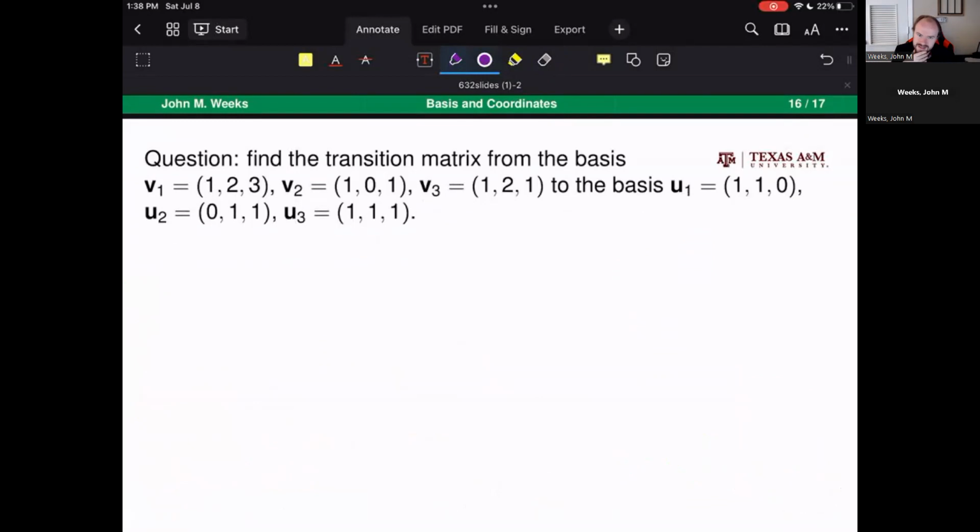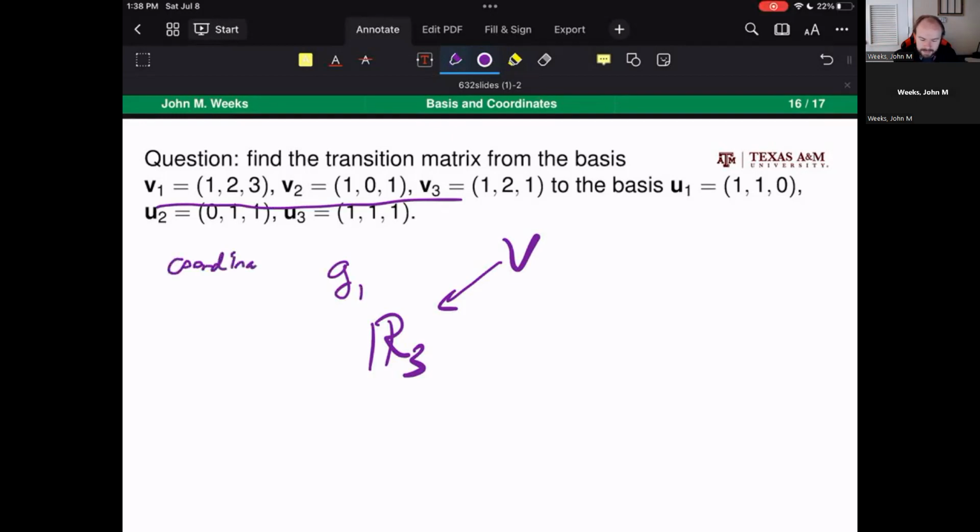So here's a question that asks us to find the transition matrix from the basis V1 through V3, where V1 is 1, 2, 3, V2 is 1, 0, 1, V3 is 1, 2, 1, to the basis U1 is 1, 1, 0, U2 is 0, 1, 1, and U3 is 1, 1, 1. So here's our picture one more time. We have a vector space V, which can be written in terms of R3 coordinates if we're looking at the vectors V. So G1 is this vector, and this is going to be the coordinate mapping for the vectors V1, V2, and V3.